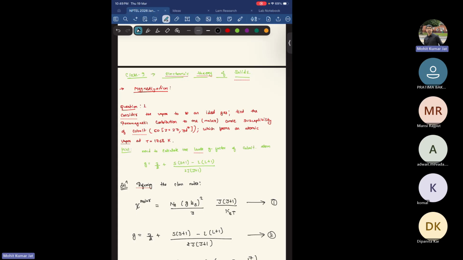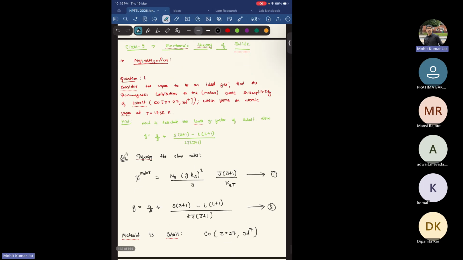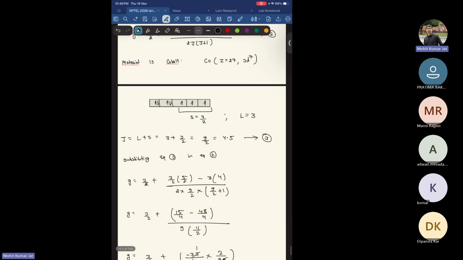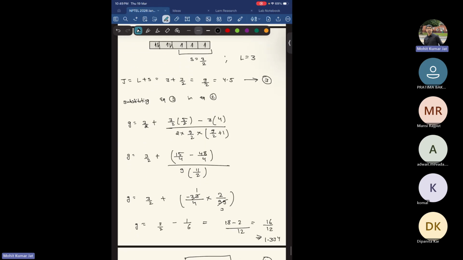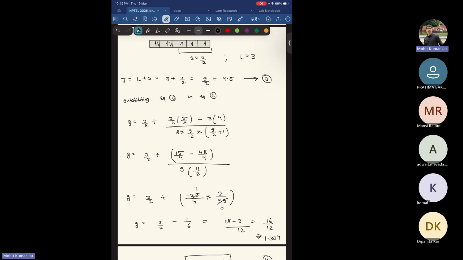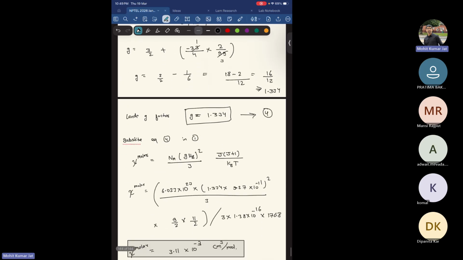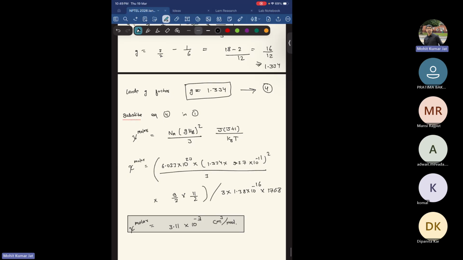So referring to the class notes, we wrote the Curie susceptibility formula, and now we extracted the Lande g factor for cobalt. J is equal to 3/2, leading to J of 4.5. If we substitute these values, we get g to be 1.334, and if we substitute the value of g, we get the molar paramagnetic susceptibility of the order of 3.11 times 10 to the power minus 3 centimeter cube per mole.